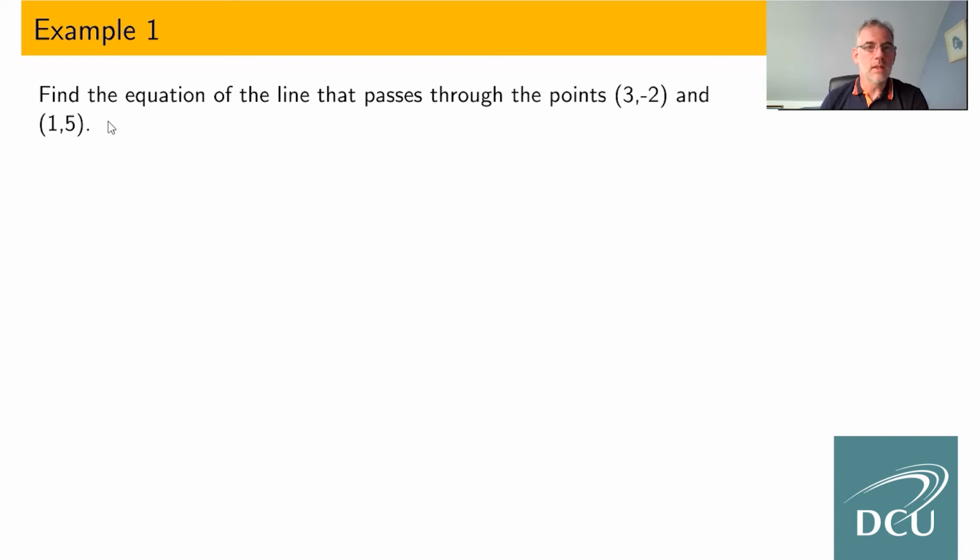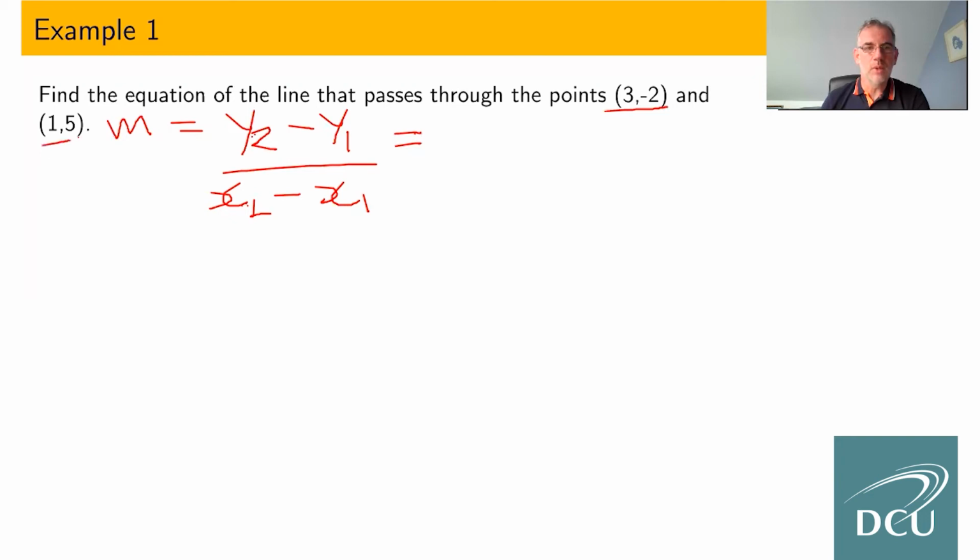Okay, so the slope m is what? It's going to be the rise, y2 minus y1, divided by the run, x2 minus x1. Okay, so what will that be? We have our values here. Let's take this to be the first point, x1, y1, and take this to be the second point, x2, y2.